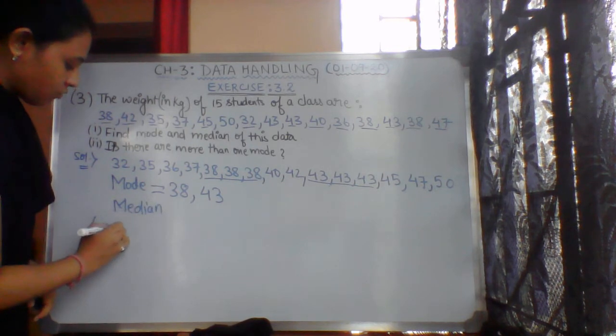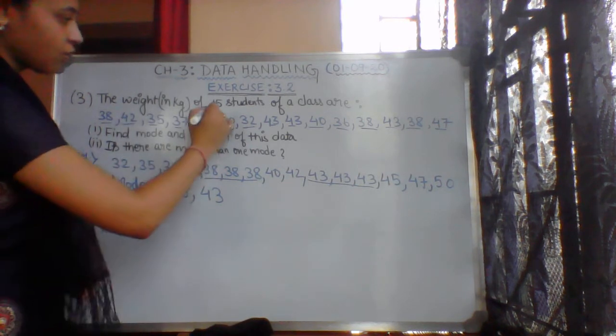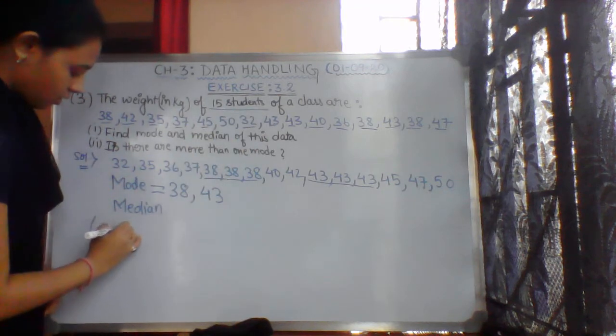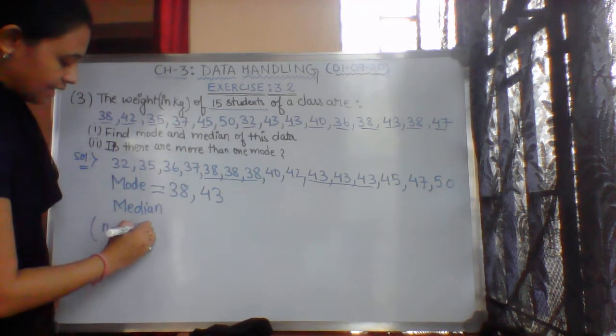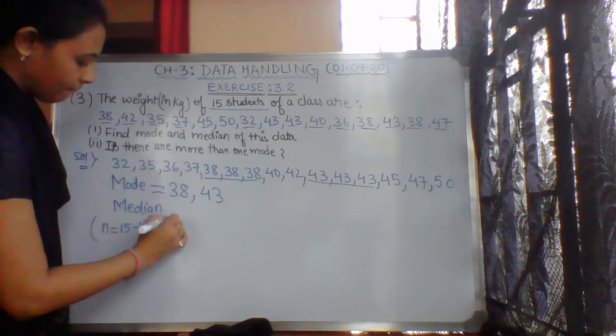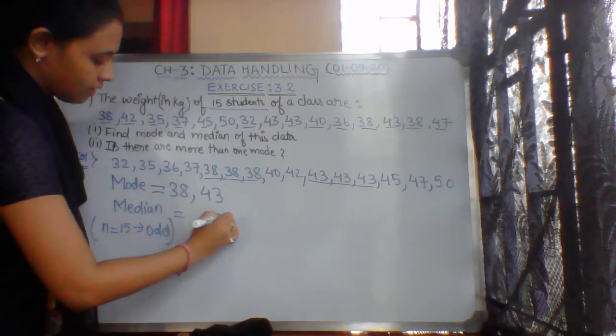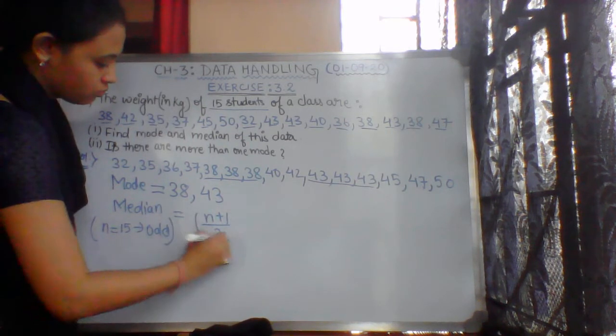Here n equals to how much? How many observations we have made? Of 15 students. So our n value is 15. That is an odd value. So our median will be n plus 1 by 2.